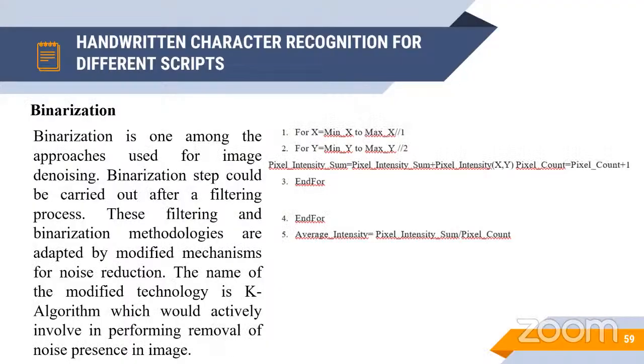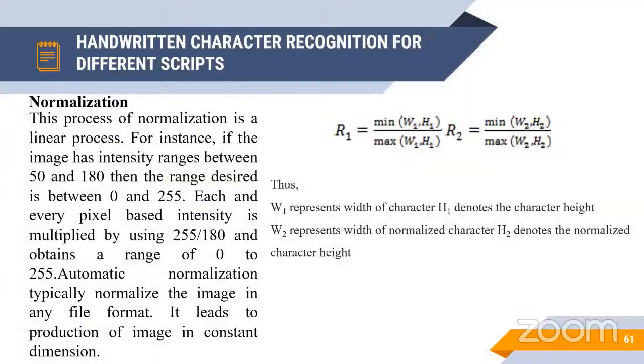With binarization, there are 2 values, either 0 or 1. The 0 is for black and the 1 is for white. The next one is normalization. In normalization, we identify the width and the height of that particular image, called W1 and H1. Then I divide that value by the max of the width of the character, W1, and H1, which denotes the height of the character.